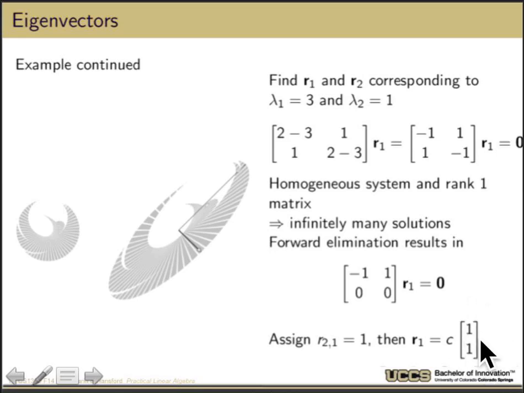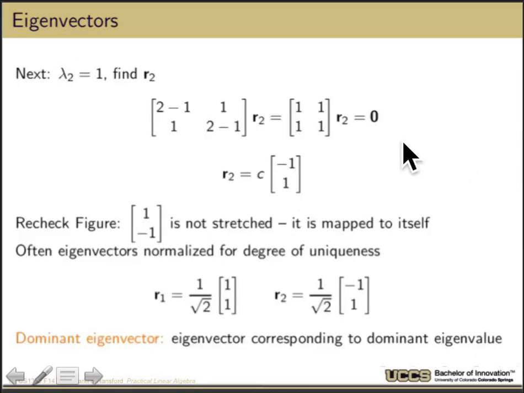And again, we can just verify that. We can go back in, stick c times [1, 1] into this equation, and you'll see you'll get minus c plus c, and they'll cancel out, and we'll get 0 for both of our answers. We can find the second eigenvector in a similar way. We basically just stick it back in, run through the multiplication, and solve for this. Again we have a degenerate case, and now because it's [1, 1; 1, 1], we're going to have to say that r2, our second eigenvector, is c times the vector [-1, 1]. And if we go back and recheck this, [1, -1] is not stretched, it's mapped to itself.